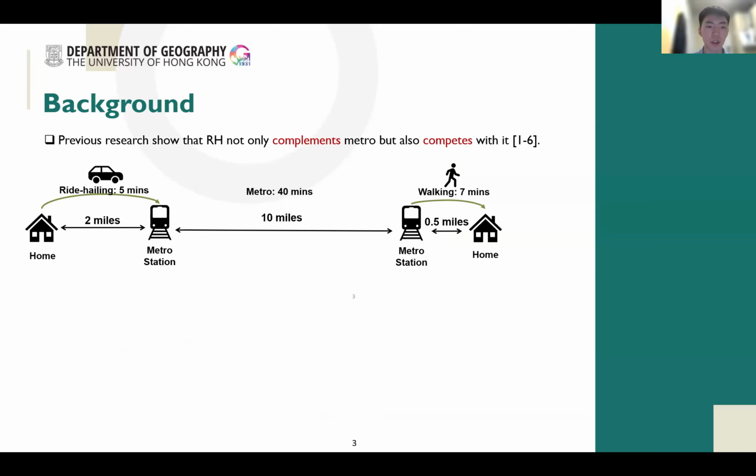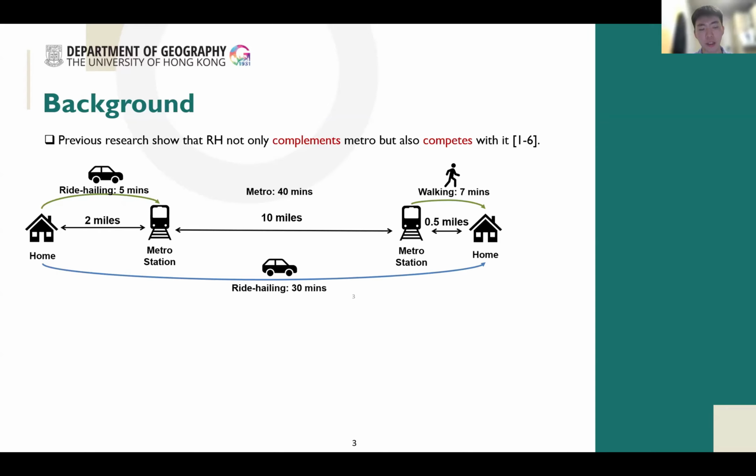So previous research showed that ride-hailing not only complements metro, serving as a feeder or serving the underserved areas of the metro systems, but it also competes with it. Ride-hailing may take you from home to metro stations if you live really far away from the stations, but it may also serve as a door-to-door service. So it's parallel with the metro-based modes.